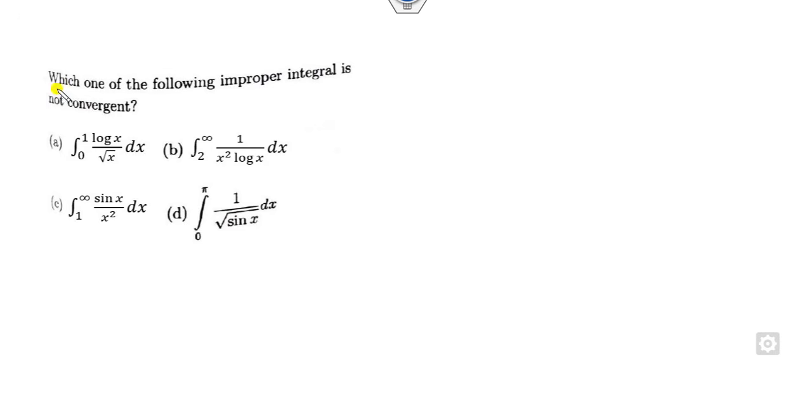Which of the following series is not convergent? Okay, look at this first case. I can use the logarithm rule of this. So what is that? This is convergent. Why? Because 1 is less than 2, because from 0 to 1, it is convergent. But we need the not convergent one.